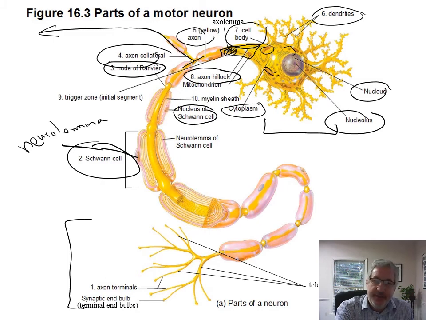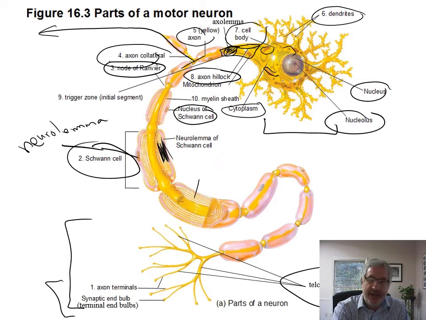And then you can see the neurolemma, so you can see all these layers in here of the plasma membrane wrapping around there producing insulation. And you see it as well here. That's what I really want to show you, you can see all these layers in this picture really well. So you all see the difference between telodendria and what are referred to as axon terminals or synaptic end bulbs or terminal end bulbs. You can call them any one of those three things.